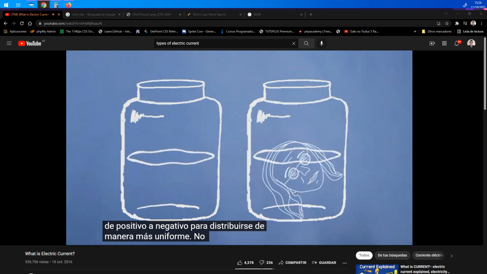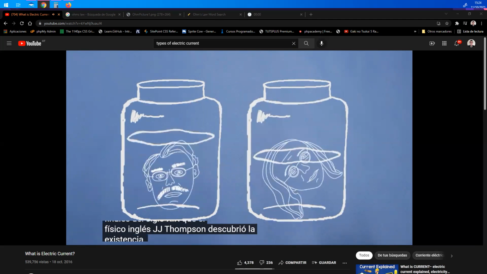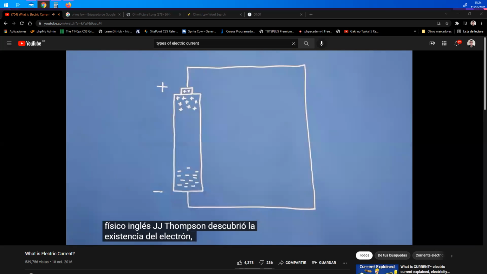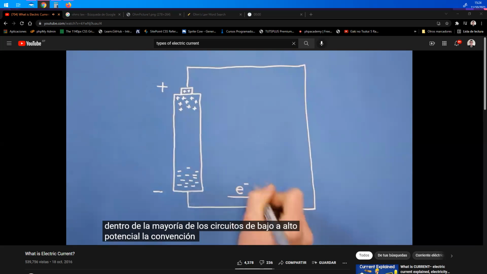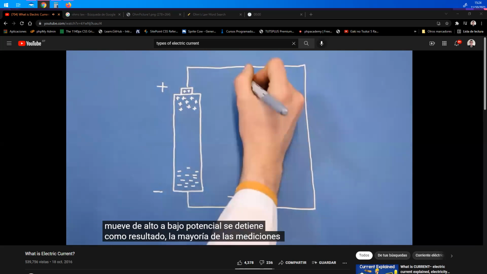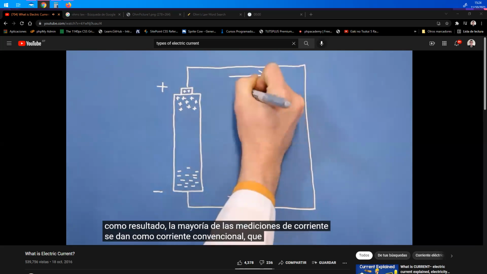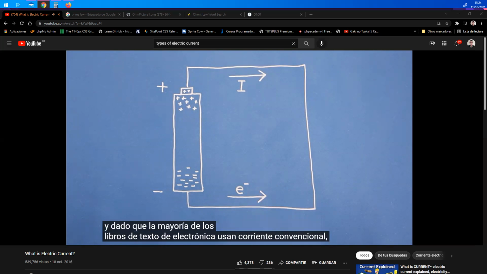It wasn't until the end of the 19th century that English physicist J.J. Thomson discovered the existence of the electron. Even though we now know that it is electrons that move inside of most circuits from low to high potential, the convention of current moving from high to low potential stuck. As a result, most current measurements are given as conventional current, which is the movement of positive charge in a circuit, and is represented by the capital letter I. Don't worry, the math still works out as long as we stick with either electron flow or conventional current. And since most electronics textbooks use conventional current, we'll go with that.